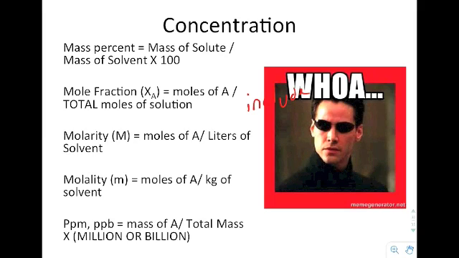One thing that you may not be as familiar with is parts per million or parts per billion. And that's where you just take the mass of A divided by the total mass and then multiply it by a million or a billion. Okay, if you multiply it by a million, you're going to get parts per million. If you multiply it by a billion, you're going to get parts per billion.